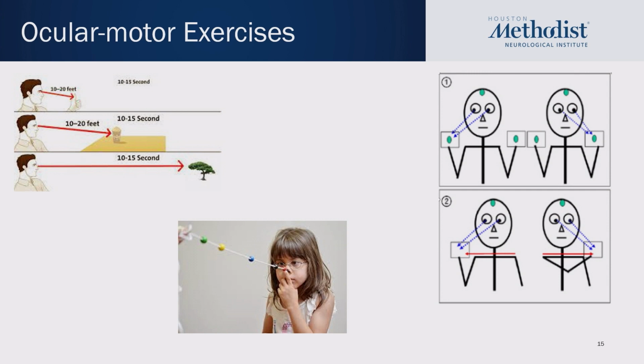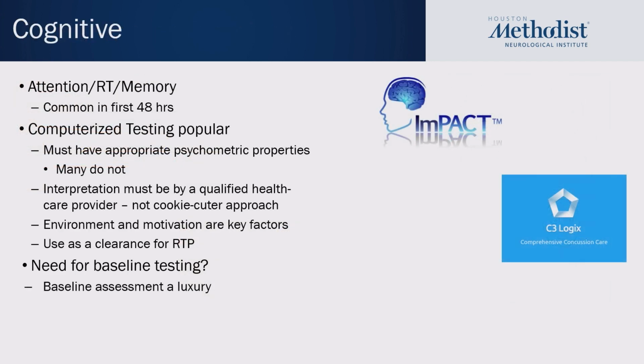Same kind of thing. We start off light. If they help them out, then we're good. If they're not really helping and we still need some treatment, we can try some formal vestibular therapy. Next one is cognitive. Attention, reaction time, memory are very, very common to have in the first 48, 72 hours. Usually after that, we start to see an improvement in these areas.